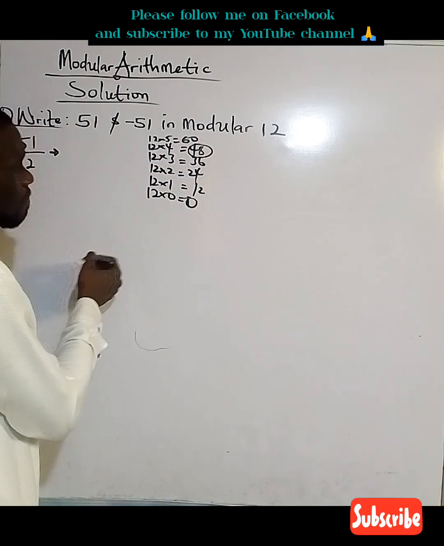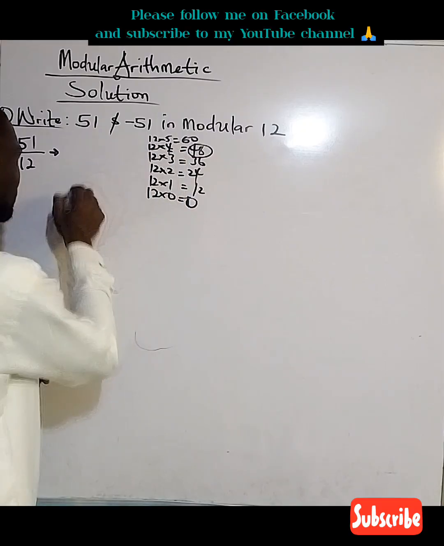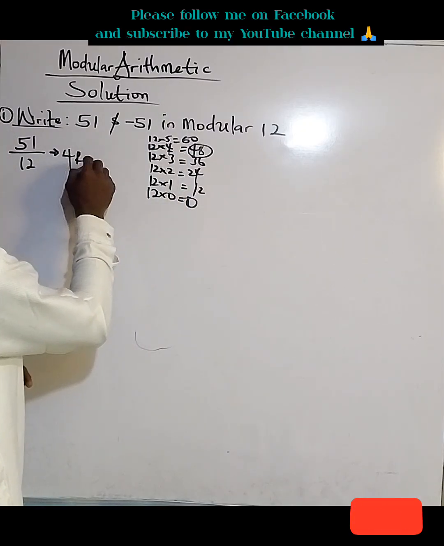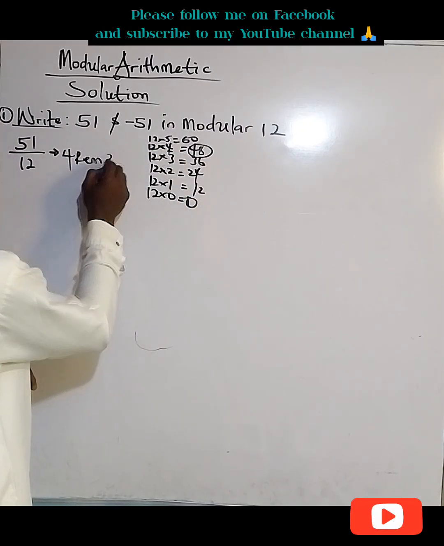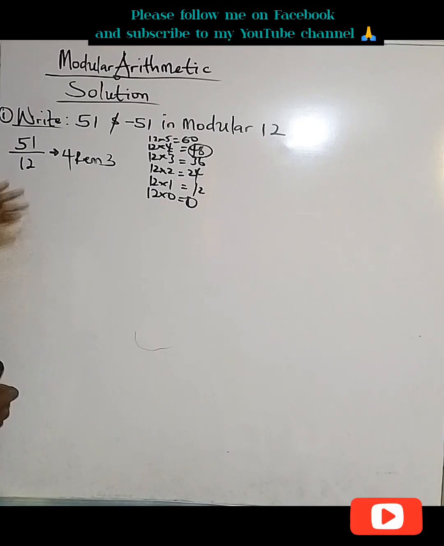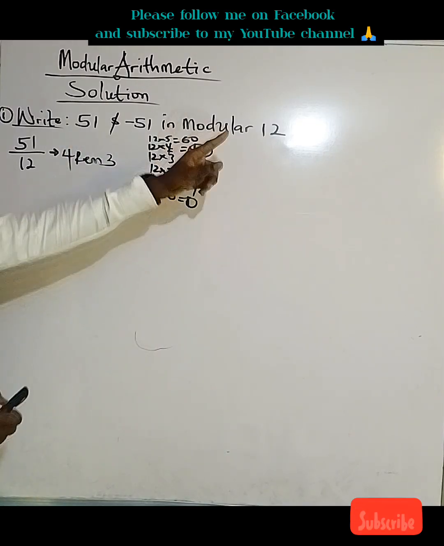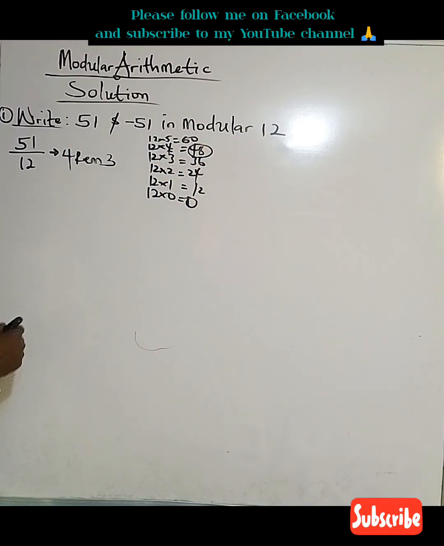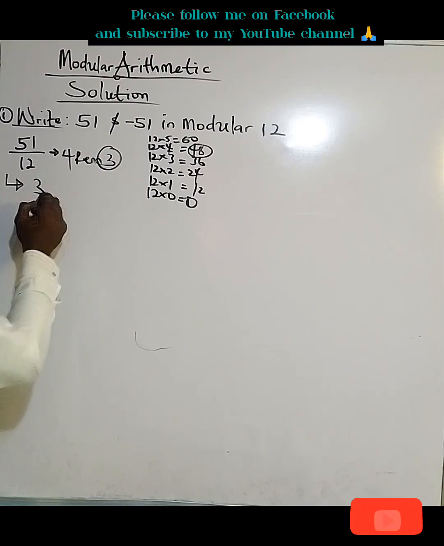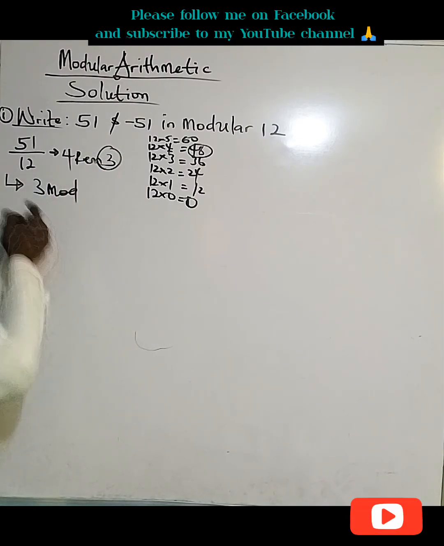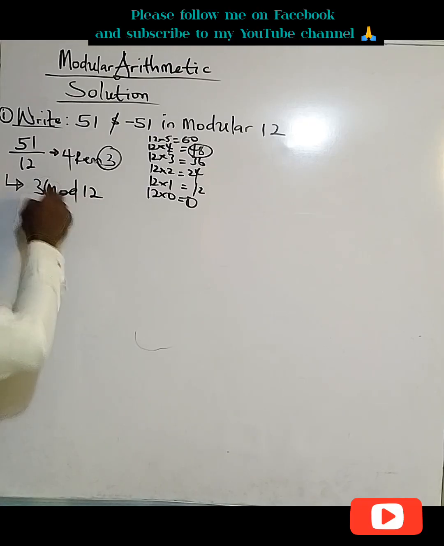So how many 12s do we have in 51? It's 4, with a remainder. 51 minus 48 is 3. So for 51 to be written in modular 12, I beg your pardon, the result is going to be 3 modulus 12. That's the result.